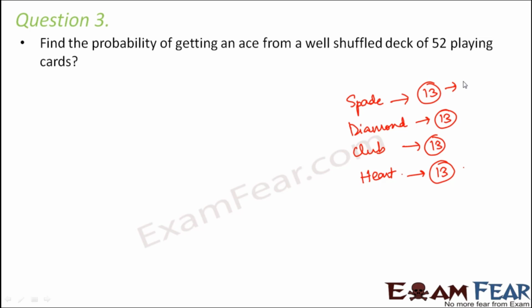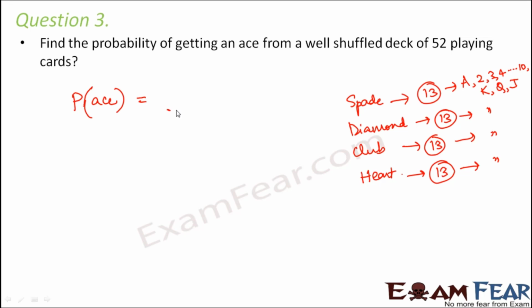Now, what are these 13 cards? For each of them, we have an ace. We have 2, 3, 4, 5, 6 till 10. And we have a king, a queen, and a jack. So that this makes the 13 cards. Right? And these 13 cards exist for all of these. So this makes the pack of 52 cards. Now we have to find out the probability of getting an ace.